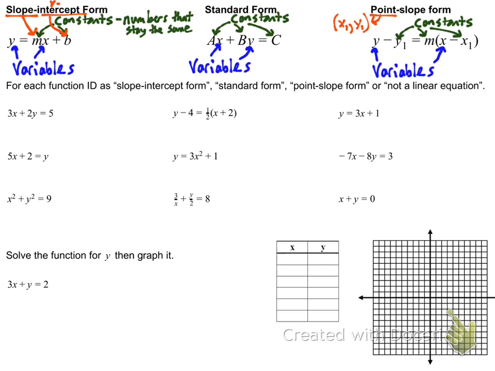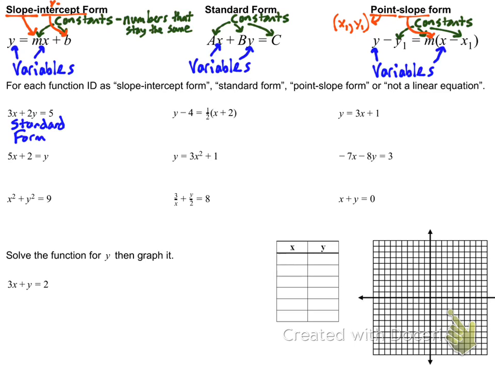Likewise, for point slope form, the point is x1, y1, and you see x1 and y1 there, and the slope is again m. So we're going to talk more about that in the future, but that's why we call those types of linear equations what we do. So for each of these, we're going to just identify them as slope-intercept form, standard form, or point-slope form, or it might not be a linear equation, and we'll explain why.